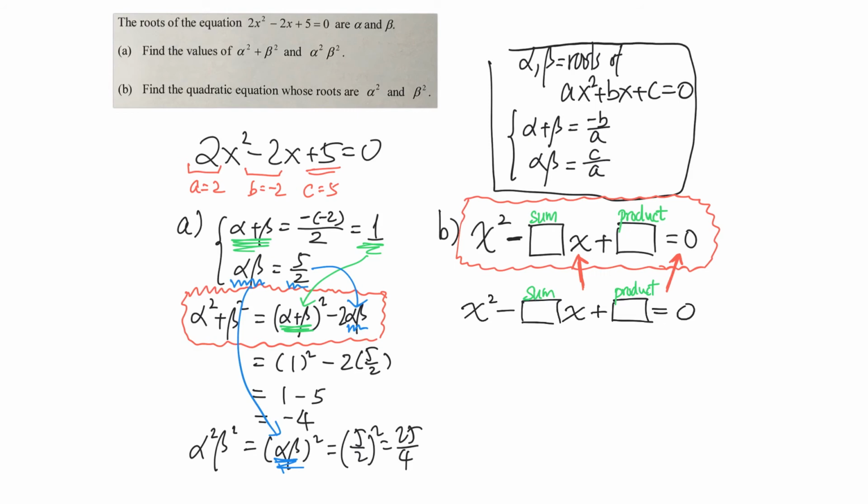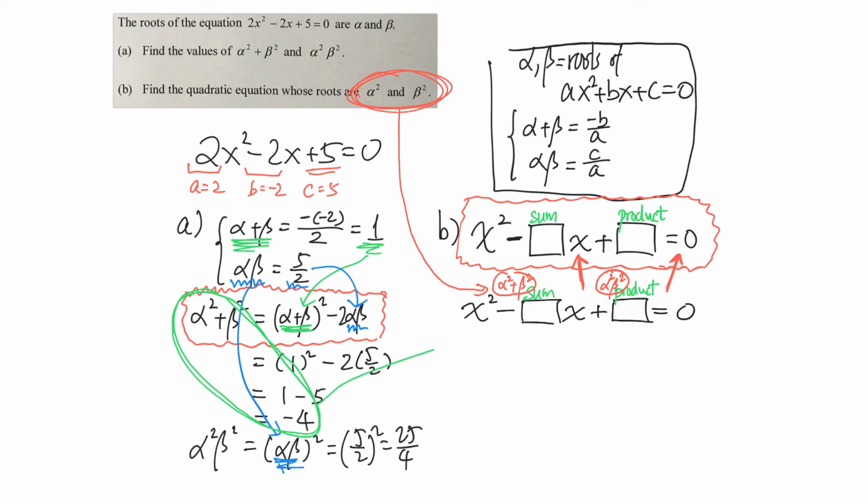So what should we fill in for the sum and the product in this question? Now we are going to find the quadratic equation with alpha squared and beta squared as the two roots. So the sum will actually be the sum of these two, that is alpha squared plus beta squared. And the product is actually the product of them, that is alpha squared times beta squared. And these two numbers we have done in part A already. You get here alpha squared plus beta squared equals negative 4.